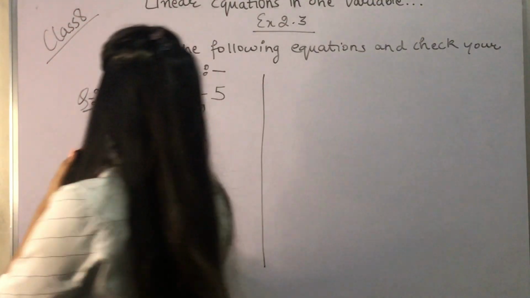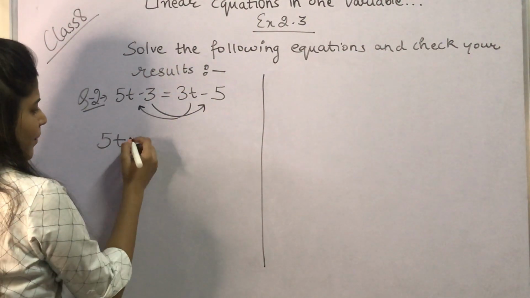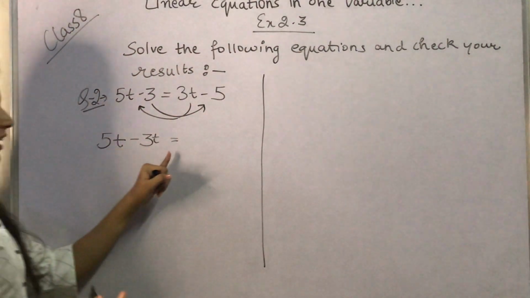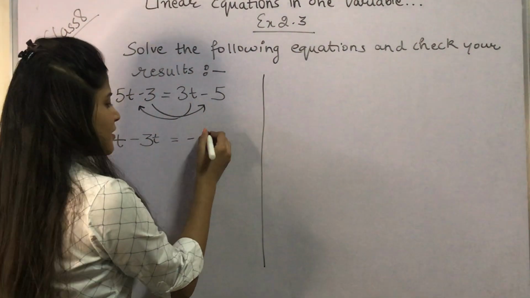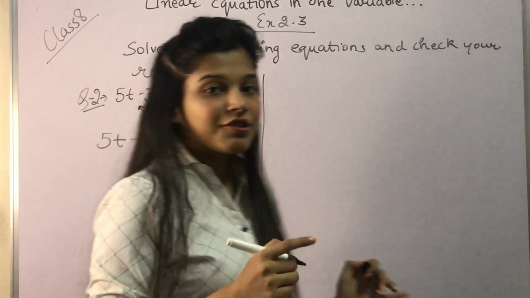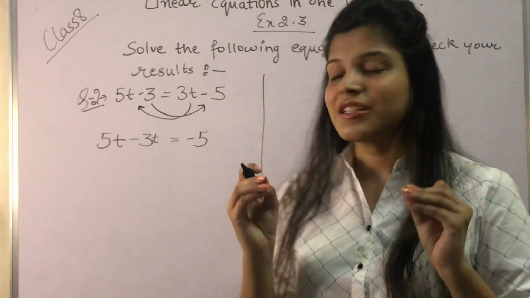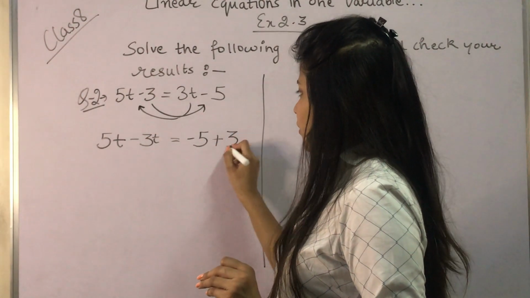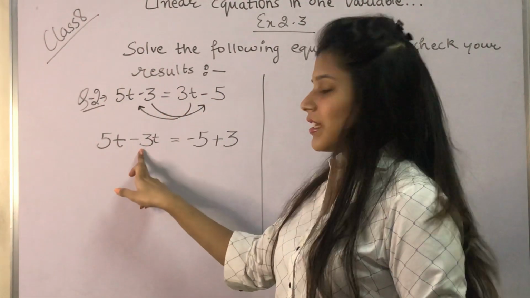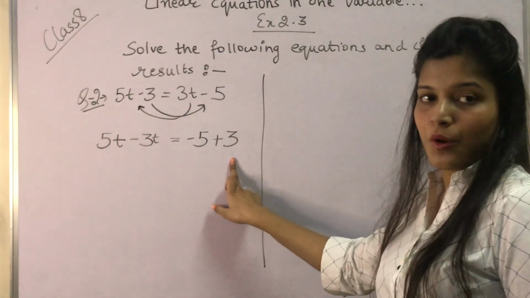So 5t as it is. 3t is positive here, so when it is transposed it will become negative. So minus 3t equals minus 5 as it is. Now minus 3 is on the LHS, so when it is transposed to the RHS it will become plus 3. Alright, this step is clear. 3t was plus, so it became minus. Similarly 3 was minus, so it became plus.